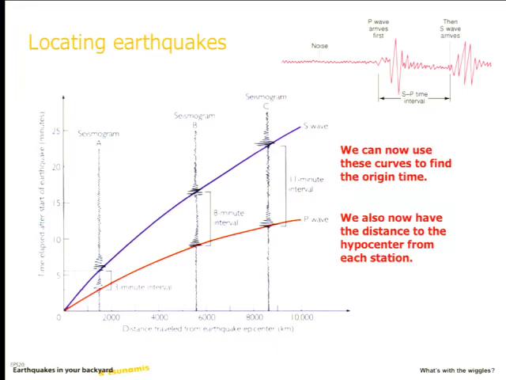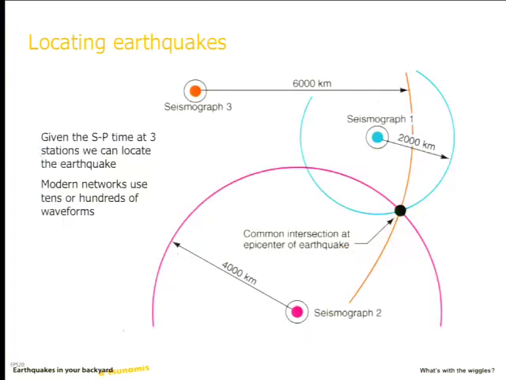Exactly. So this is not great because these two slides obviously come from different explanations, right? So this will tell us that the first station is 1,500 kilometers away, the second station is 5,500, and the third station is 8,500. Okay, in this case, it's a different case. We have a station of 2,000, 4,000, 6,000. Okay, but it's obviously the same principle. Did that answer your question?